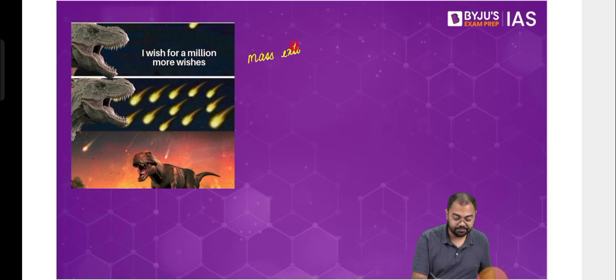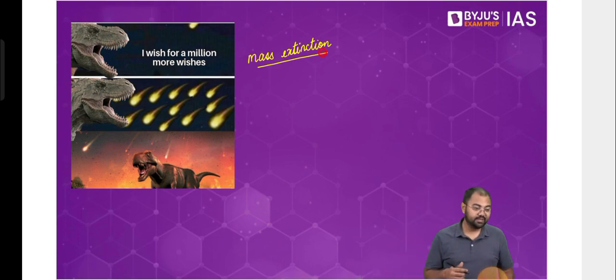So mass extinction is when a lot of flora and fauna that live on the earth all lose their lives in a very short span of time. In that case, it is called a mass extinction.